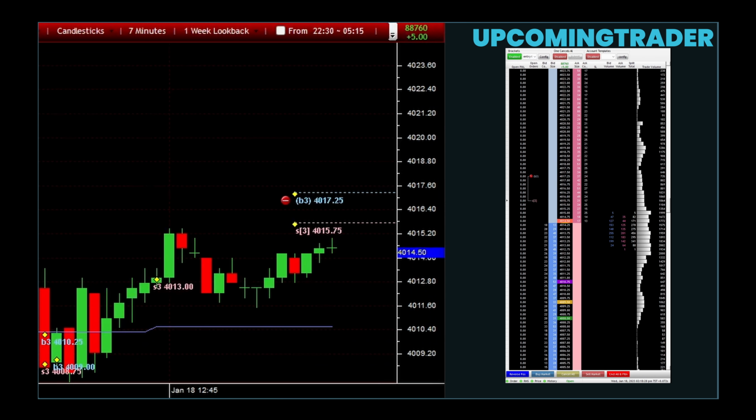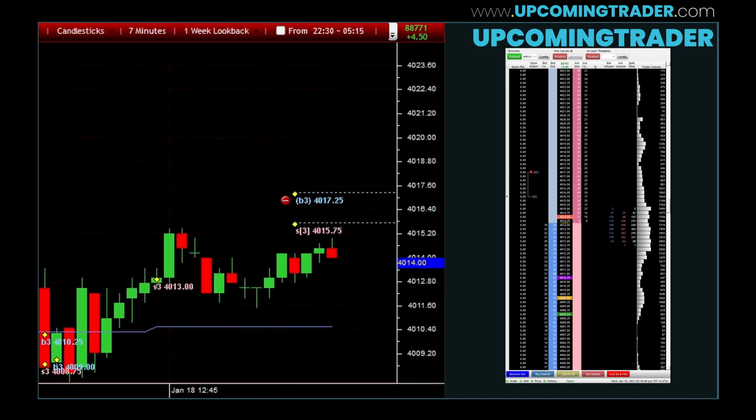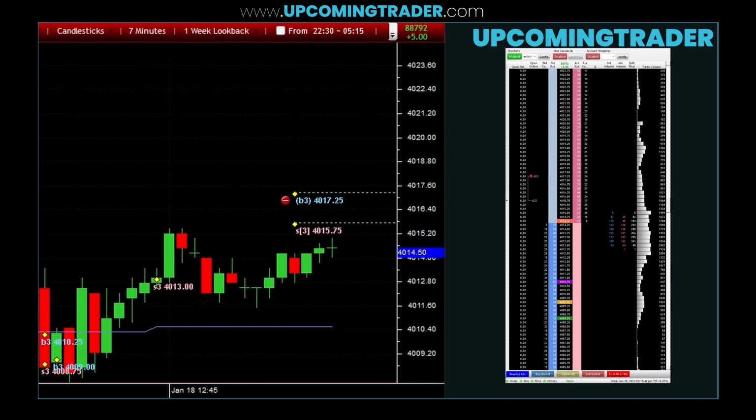The visible range volume profile helps highlight the most important levels in real time, making it an invaluable tool for traders of all experience levels who want to make the most of both technical patterns and volume data.